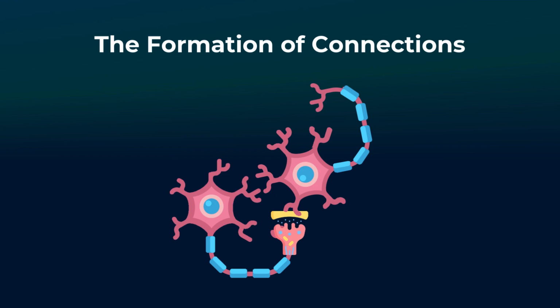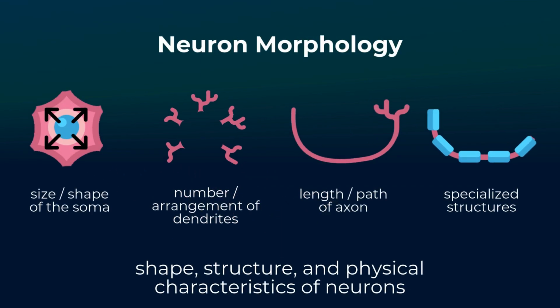Welcome to the Formation of Connections tutorial. Neuron morphology is the shape, structure, and physical characteristics of neurons.